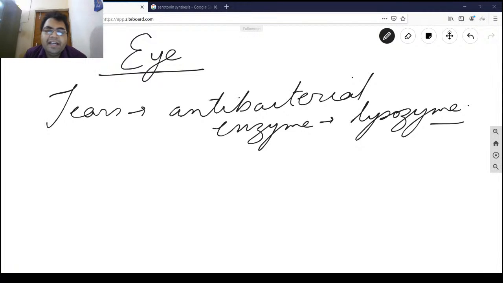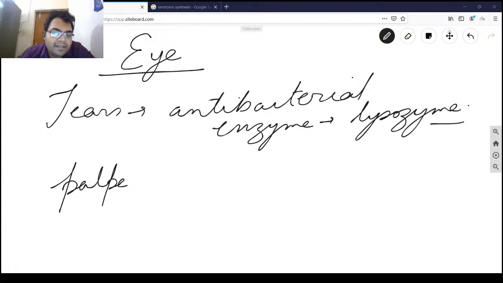Now, one more thing I'll tell you about is the fornix. The fornix of the eye is a pocket created where the palpebral conjunctiva becomes continuous with the bulbar conjunctiva. There are two types. The palpebral conjunctiva covers the inner surface of the eyelid, and the bulbar conjunctiva covers the anterior surface of the eye.